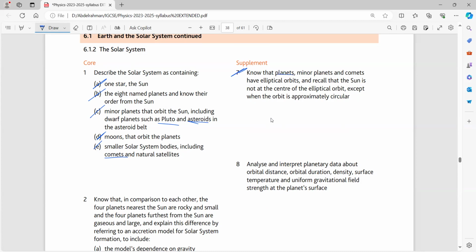Okay, the planets, minor planets, comets, they all have what? Elliptical orbits, not circular. Elliptical orbits, it's like an oval. Okay, and the sun is not in the center of this ellipse. The sun is usually to the left or to the right.